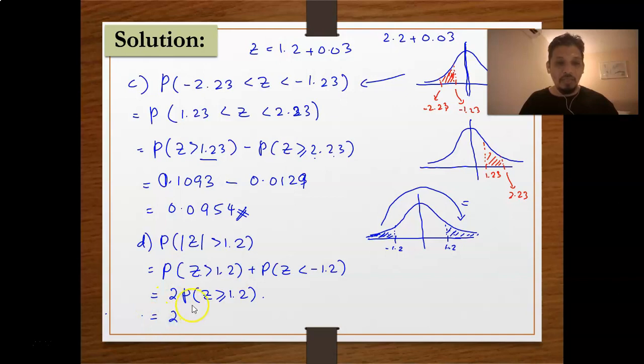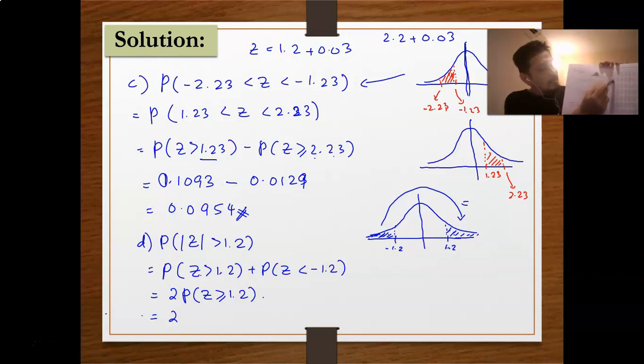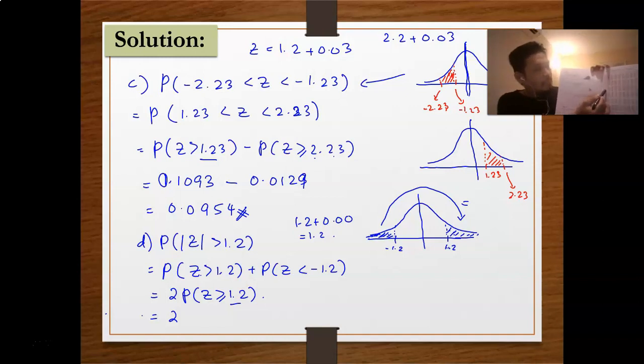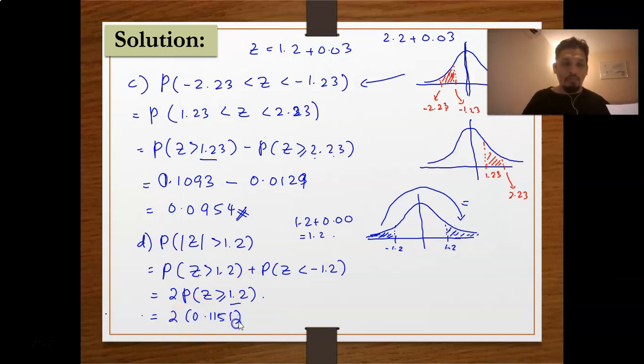So it is 2 times probability of Z greater than 1.2 again. 1.2, Z from 1.20. For this part here, according to this, 1.2 plus 0.00 equal to 1.2, it gives you 0.1151. So 0.1151 multiplied with 2 equal to 0.2302.